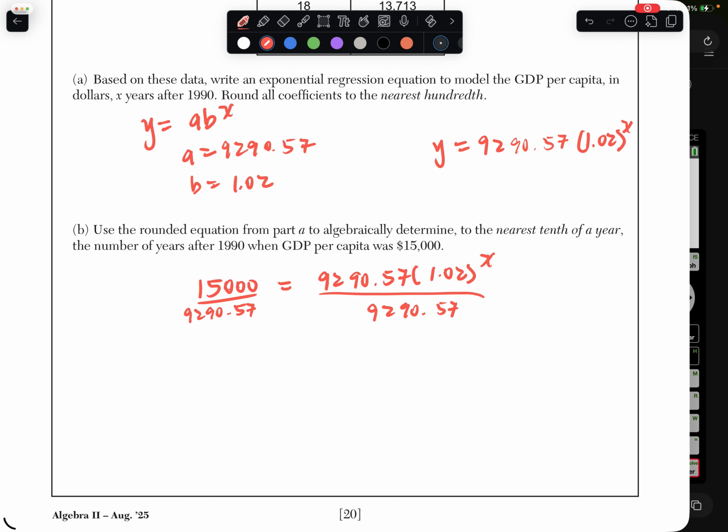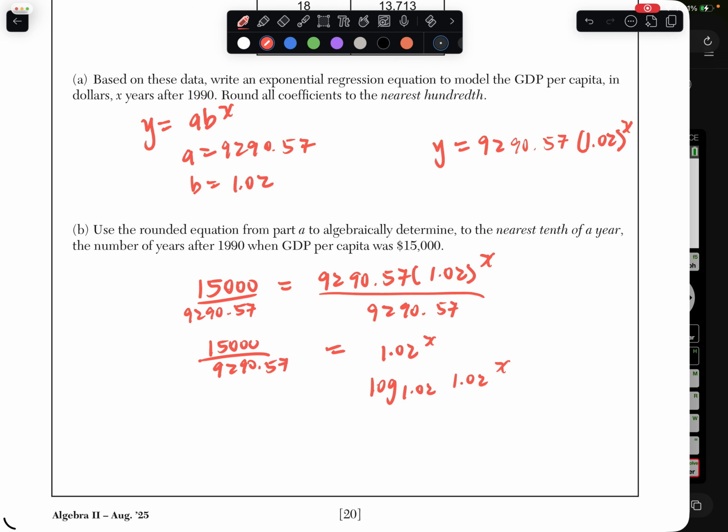9290.57, and then we have this over here. I'm not going to really simplify this because I am a little bit lazy. It's equal to 1.02 to the power of x, and to get this by itself, to bring x down, I'll have to use log. Then we log in the base as this. In this case, x would be brought down, and log base of something of the same thing will cancel out. It's going to be 1.